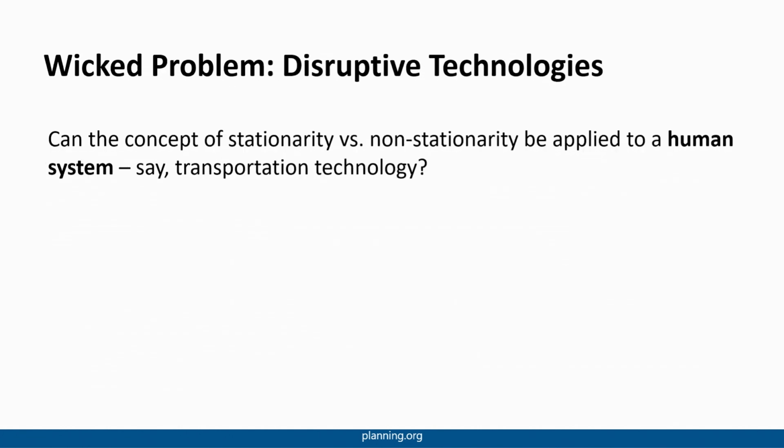So I'm going to move on to what I asked myself as I was putting this presentation together. Could we take this concept of stationarity versus non-stationarity, which has been applied to natural systems, and apply it to a human system, say like new transportation technology? As I looked into this, I actually found that scientists and statisticians say stationarity is a totally human construct. It doesn't happen in nature, and I warned you I was going to get nerdy. They'll say just look at the Big Bang theory of the universe, as the universe is by nature non-stationary.